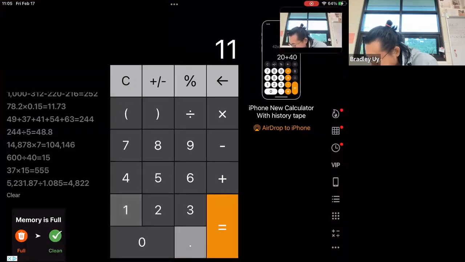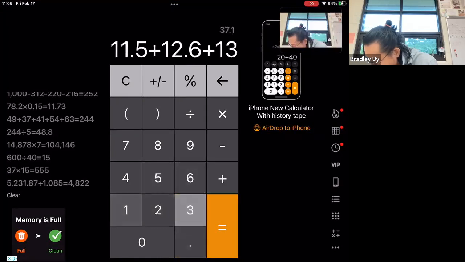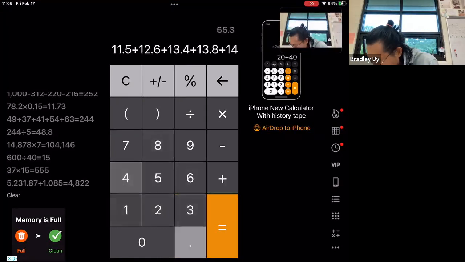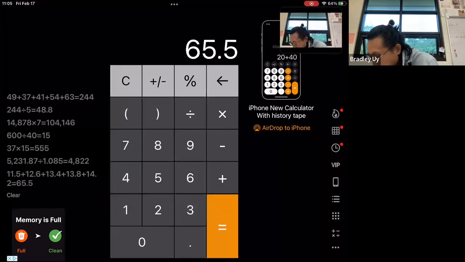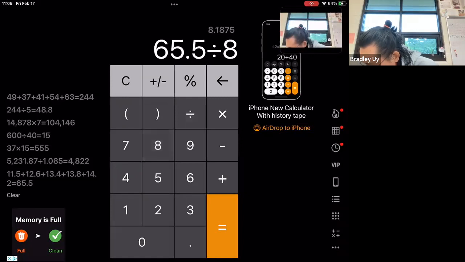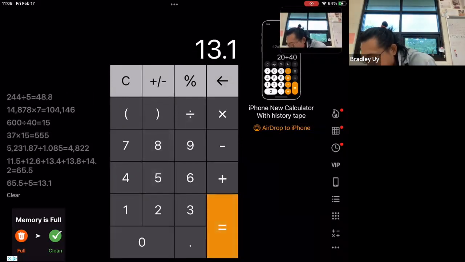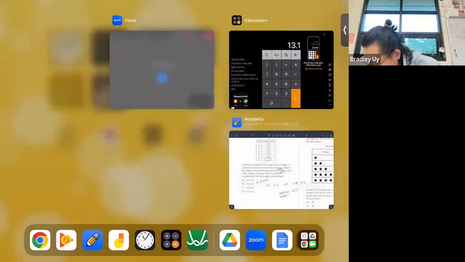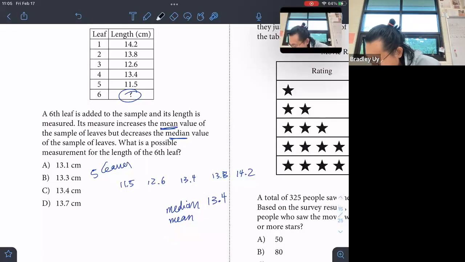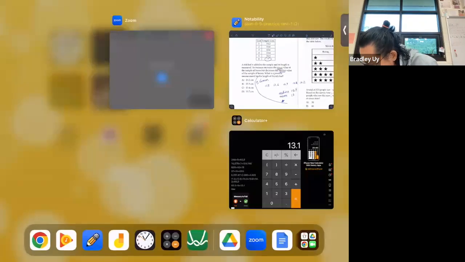We have 11.5 plus 12.6 plus 13.4 plus 13.8 plus 14.2. Now 65.5. That is not the average. If I divide by 5, the number of leaves, this tells me the 5-leaf average is 13.1. The average for 5 leaves, the mean, is 13.1.